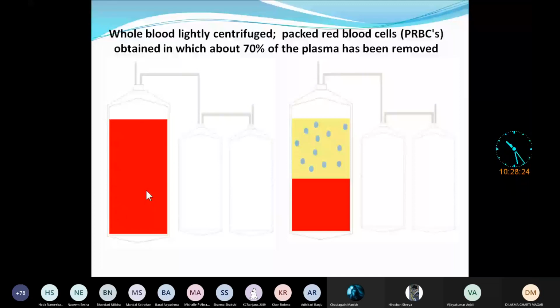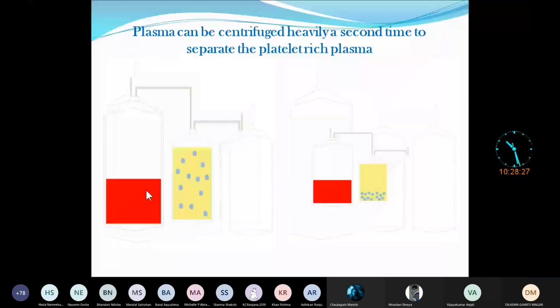Now we'll go to the next step. Here the RBCs are already concentrated, isn't it? Now this plasma has many floating platelets. Did you see the picture on the left side? Here the red one is only the RBCs, and the RBCs are compact and separated. The plasma which was transferred from the earlier bag in the previous picture, now in the middle bag only the plasma and the platelets are there, isn't it so?